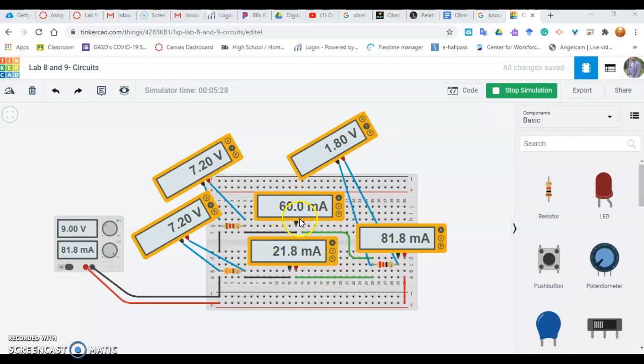The current splits. If you were to add these 2 together, you still equal 81.8. So that current split proportionally based on the amount of resistance, and then comes back together to our source. And so again, here at our source, we see the 81.8 equals the 81.8 that we've measured in our circuit. So both series, parallel, and series parallel combinations were able to prove Kirchhoff's law.